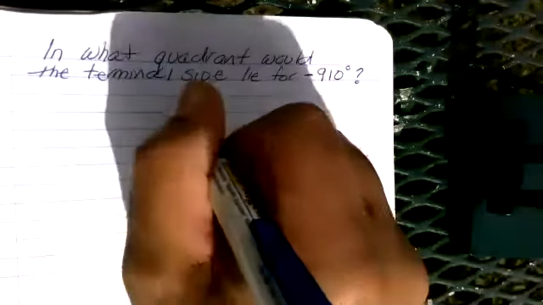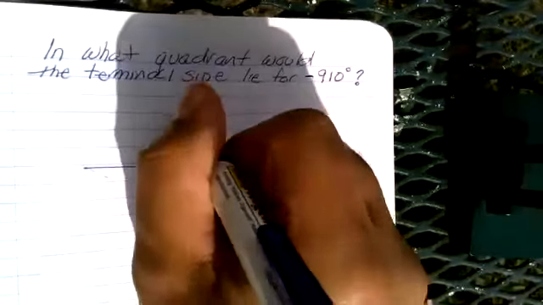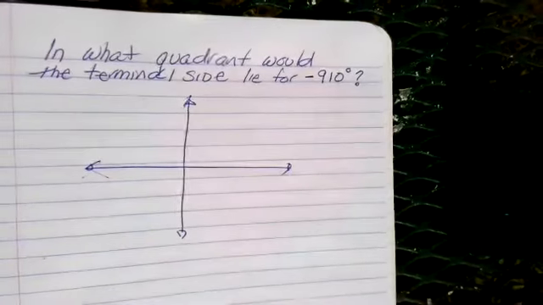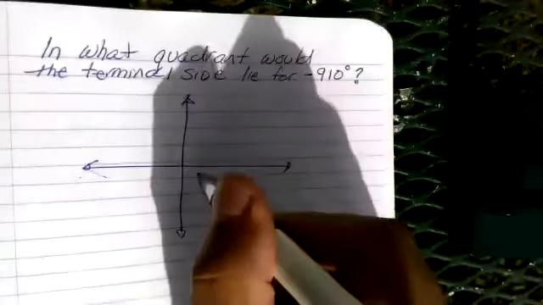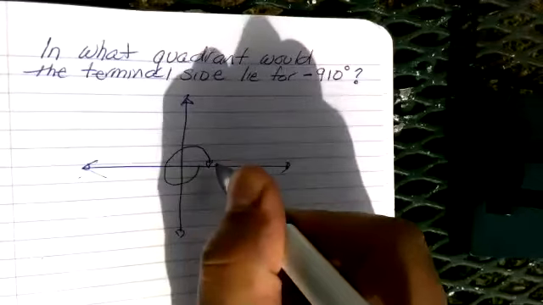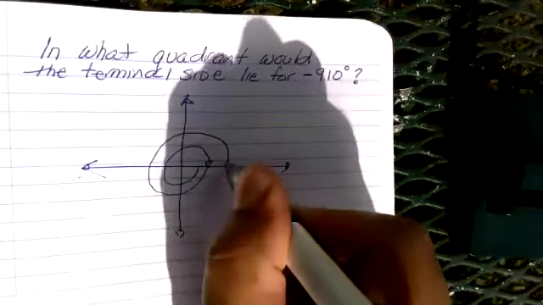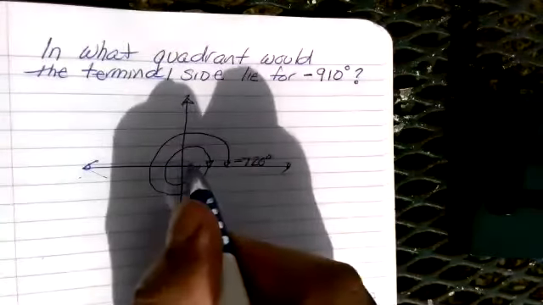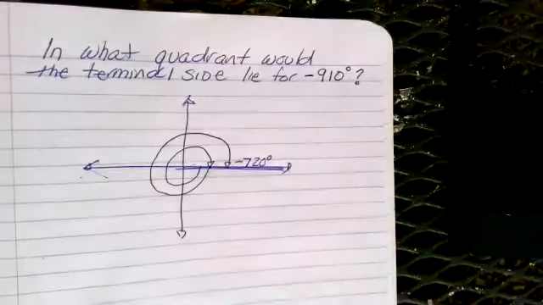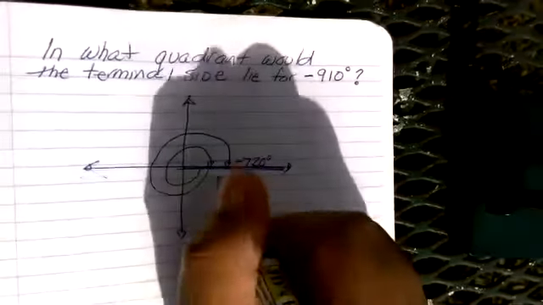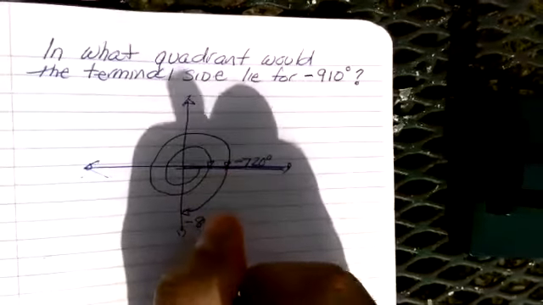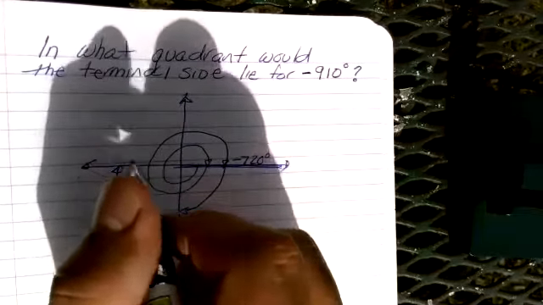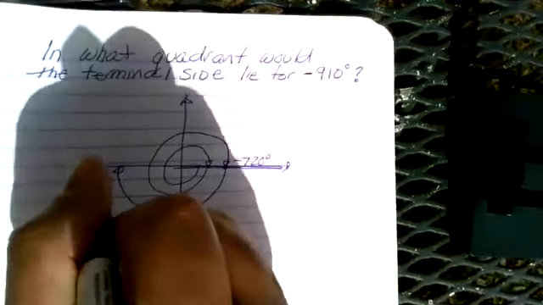So negative 910 degrees. Negative means we're moving clockwise, or we're going down. One rotation is 360 degrees. Two rotations is negative 720 degrees. So it brings us to our initial side here at negative 720 degrees. I'm going to add 90. That will bring me to negative 810, and another 90 will bring me to negative 900.